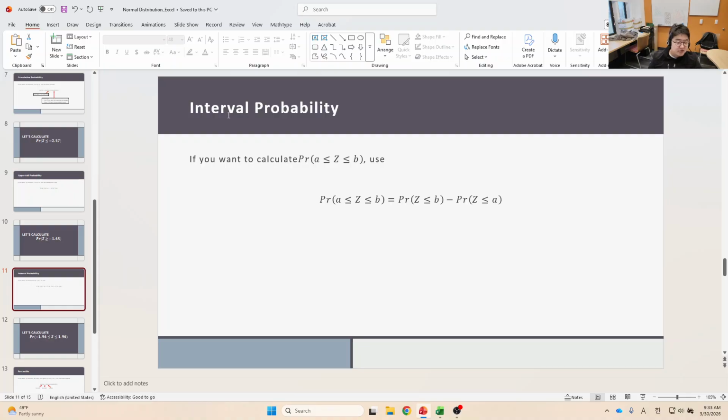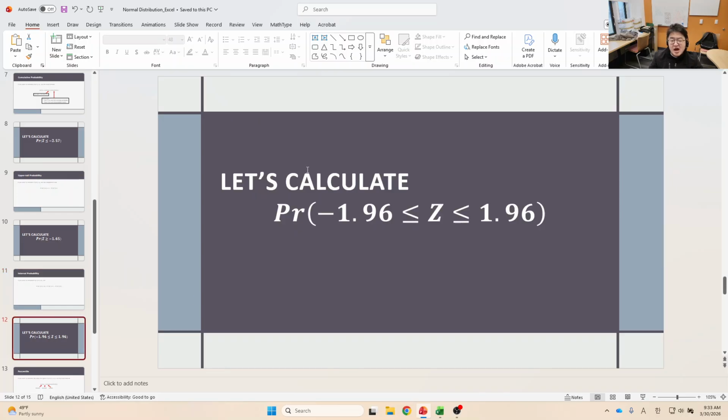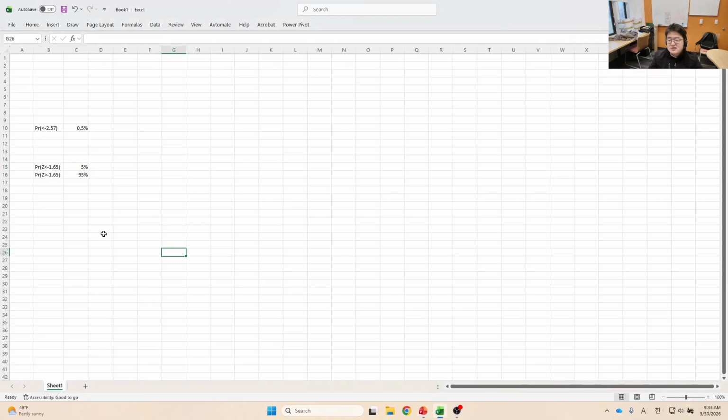So then the third form of the probability is the interval, right? So you are interested in the interval between A and B, and then we have to transform this probability into two cumulative probabilities, right? So cumulative probability of the larger side minus the smaller side. This is how we do it, okay? Now then, let's practice this. For example, probability between plus minus 1.96. Okay, back to Excel. We are interested in probability between minus 1.96 and positive 1.96.